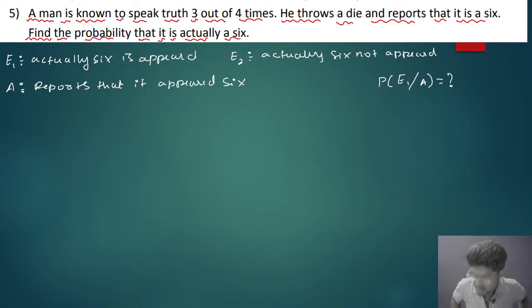First, please understand the problem. There is a person who speaks the truth 3 out of 4 times. That means out of 4 times he speaks the truth 3 times and 1 time he says false. And he throws a dice and reports that 6 has appeared. But we know that he speaks truth 3 times and false 1 time. So now I want to calculate whether he is actually speaking the truth. That we have to calculate.